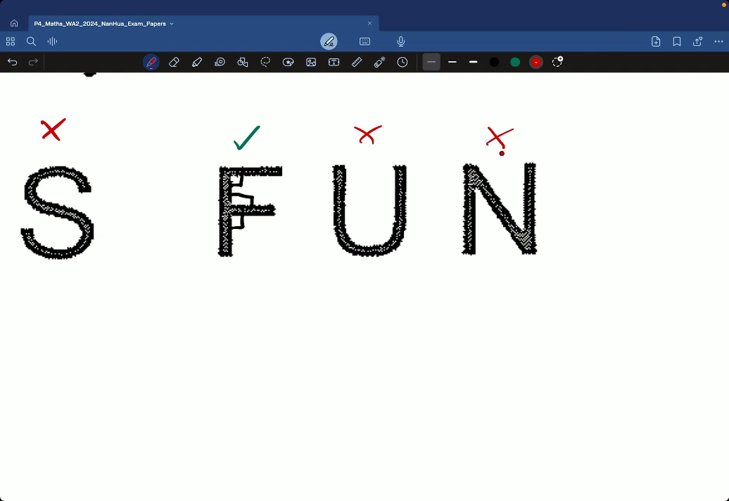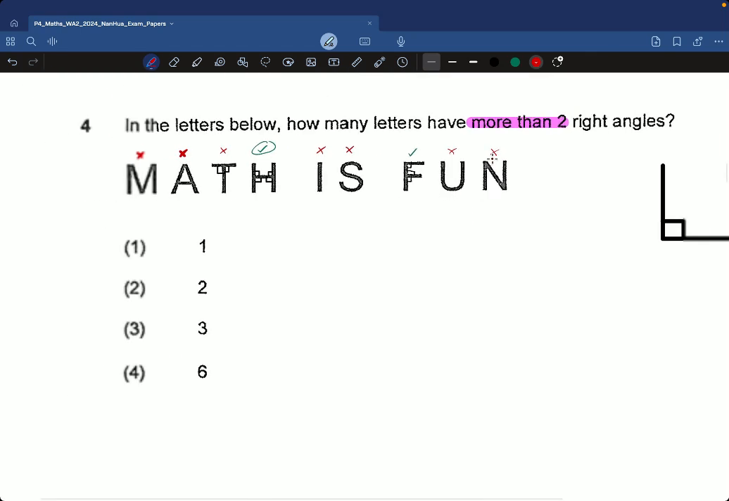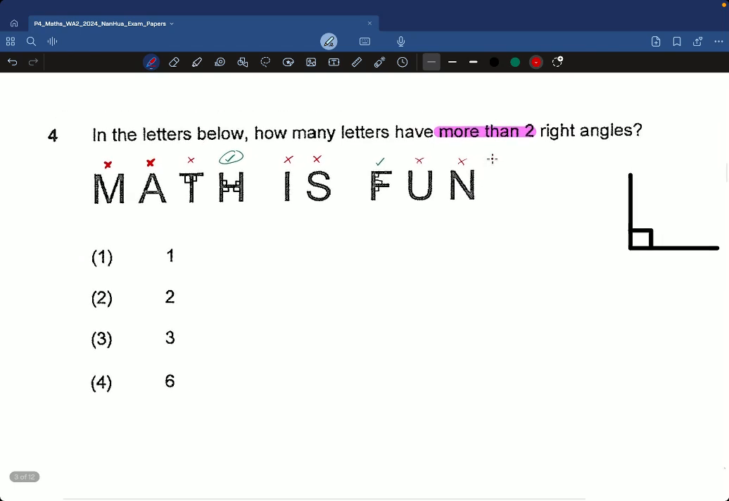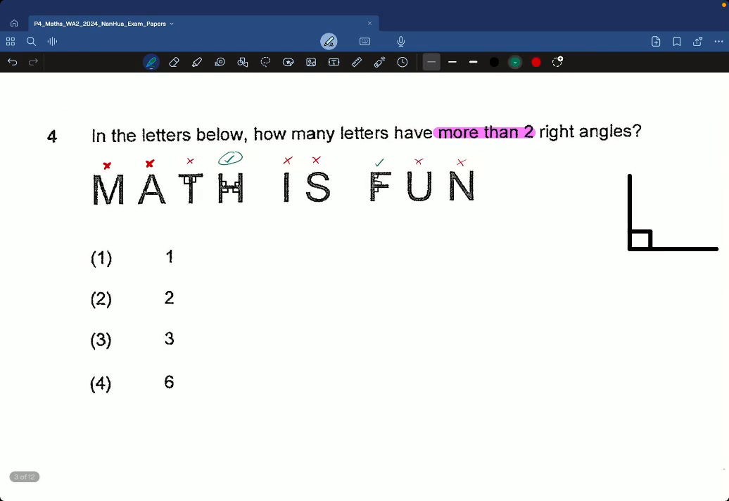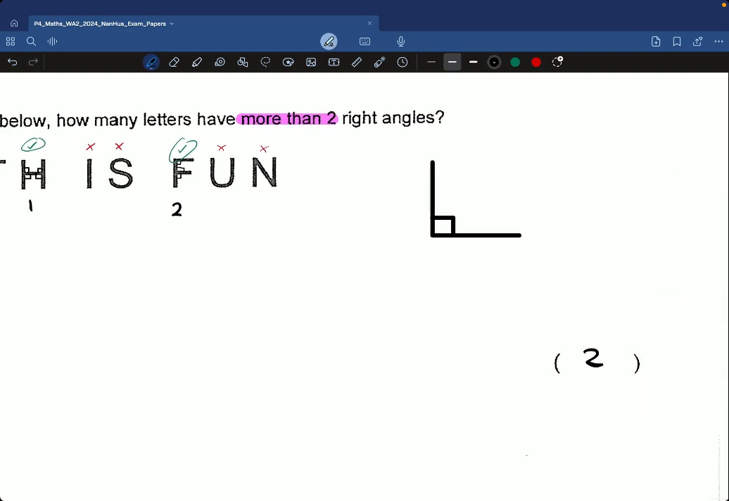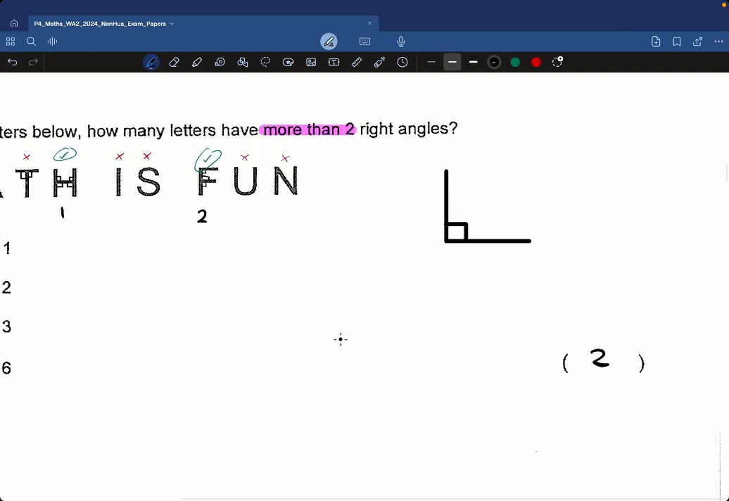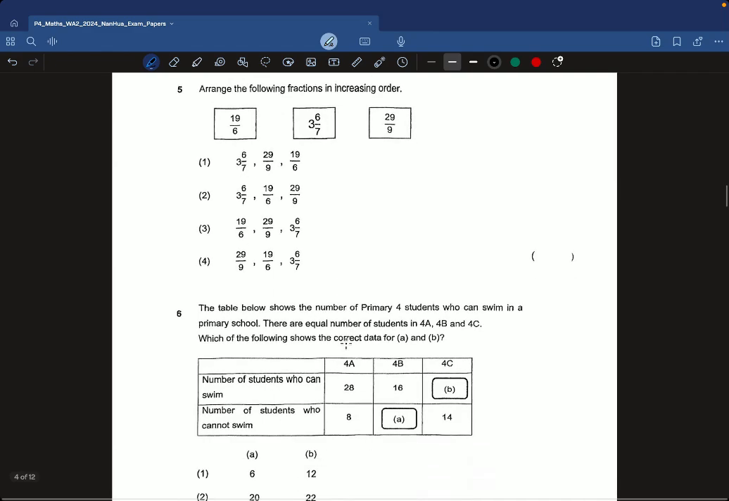Okay, so now if we were to zoom out over here, how many letters do we take? There is 1, which is H, and 2, which is F. So the answer to question 4 is 2. There you go. All right, let's move on to the next question.